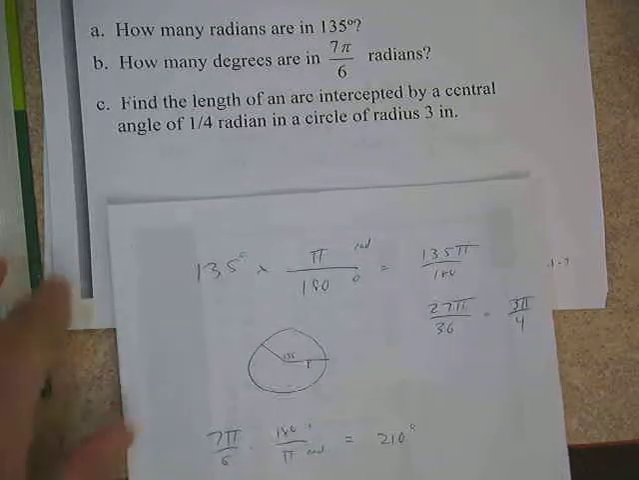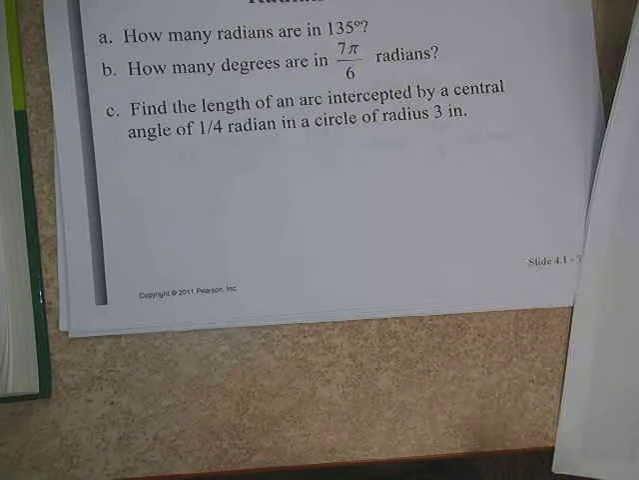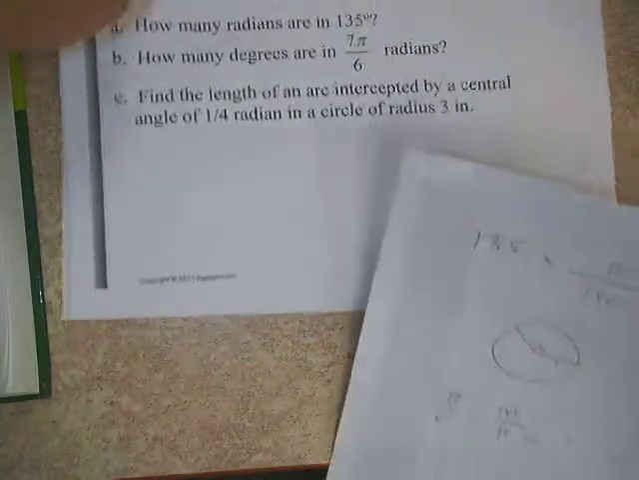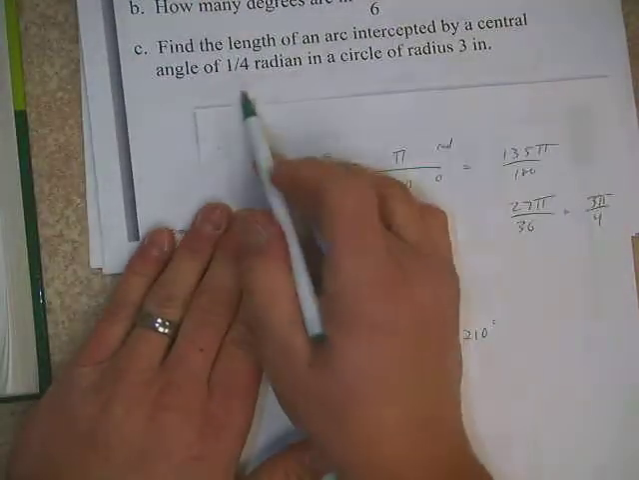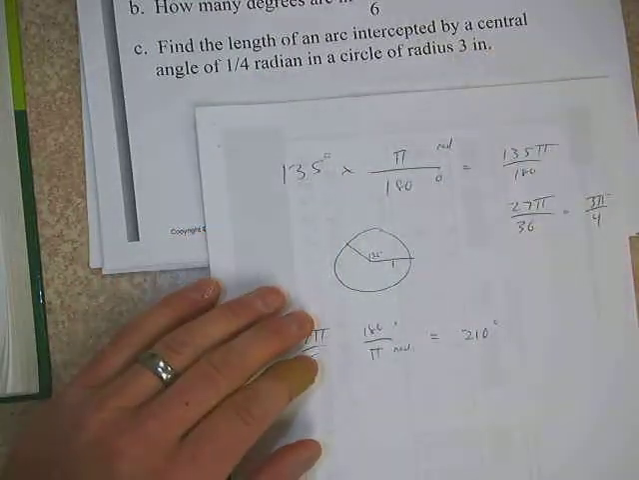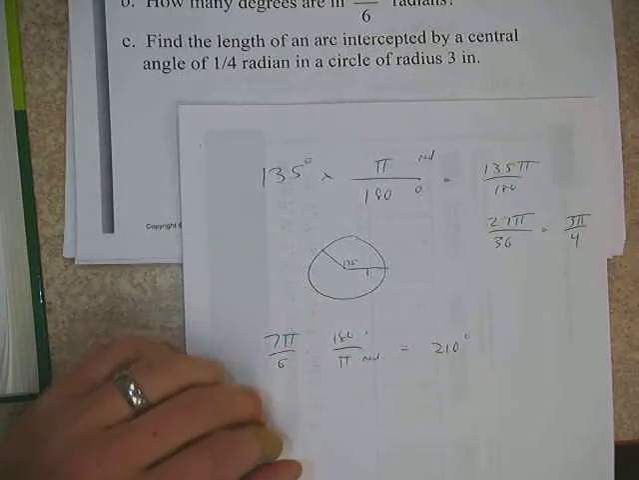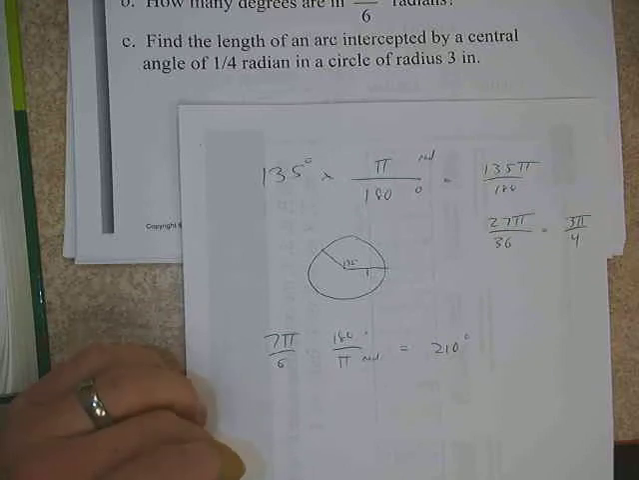Okay, on part C of this question, it says find the length of an arc intercepted by a central angle of 1/4 radian in a circle that has a radius of 3 inches. So we're going to try to find the length of an arc. The central angle is 1/4 radian, and the radius is 3. Now, the quickest way to do that would be by using the formula that we used in our opener today, s equals r times theta.